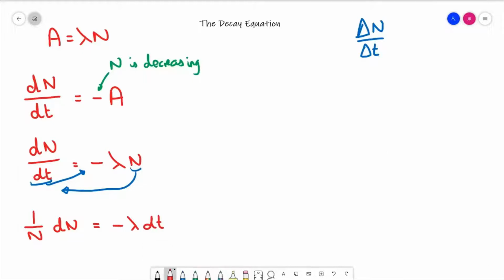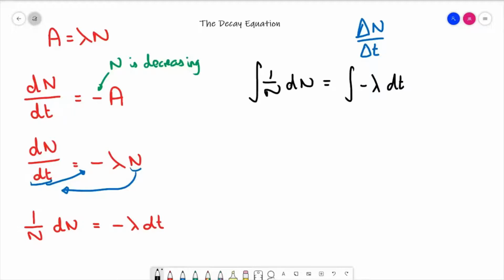At this point then we are into some proper calculus, and what I'm going to do is integrate both sides of the equation. So the integral of 1 over n dn is equal to the integral of minus lambda dt. Now, for those of you who are familiar with integration, you'll obviously be following this quite well. If you're not familiar with integration yet, try and follow it the best you can. You will come across it in maths at some point, and you might be able to then come back to this lesson and understand it a lot more.